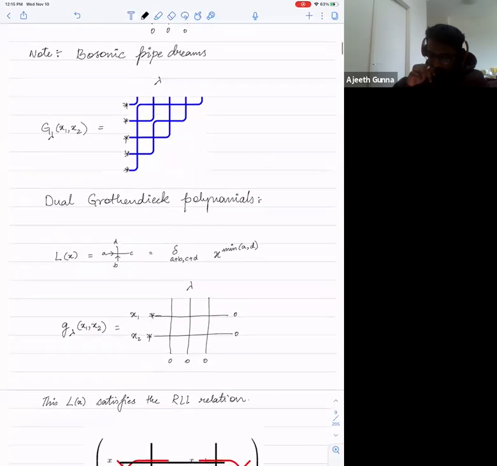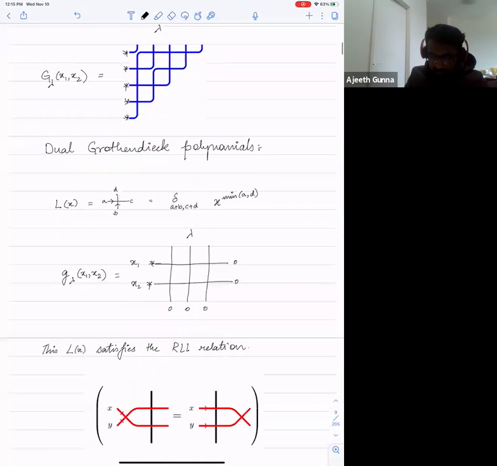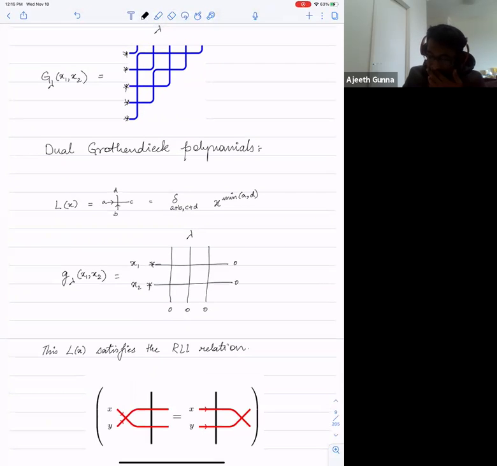Okay, so what is the lattice model for dual Grothendieck polynomials? We need a different L matrix. It's the same: A, B, C, D can again be any positive integers, and the only condition is that A plus B equals C plus D. And the way we assign the weight is x to the power of the minimum of A and D. Here again, we are encoding our partitions through column multiplicity, and if you consider the partition function of this grid with this L matrix, you will get g_lambda, the dual Grothendieck polynomial.